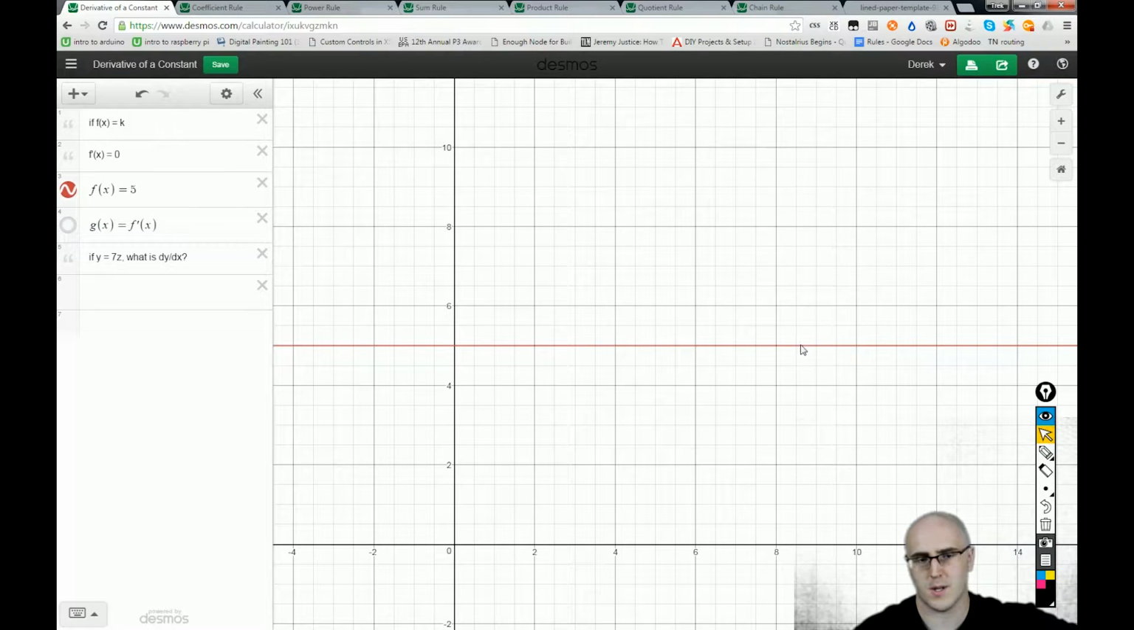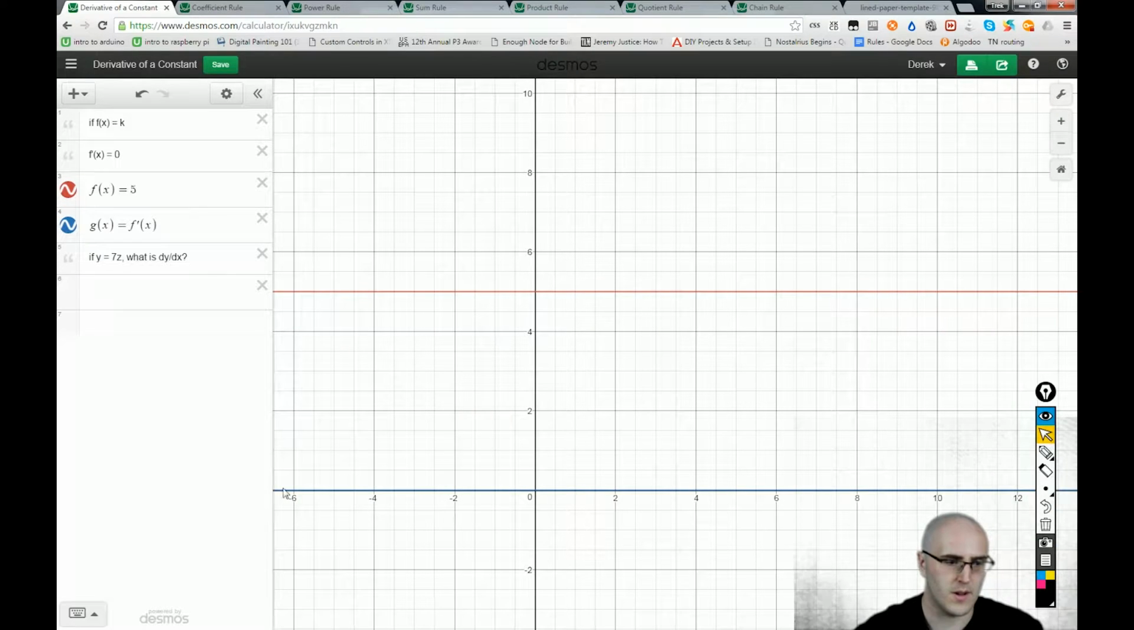Over here you also have a slope of 0. In fact, the slope is 0 at any given point. So if we put this here, we should get a blue line going along 0, because at any point along this horizontal line, the slope of the line is 0.